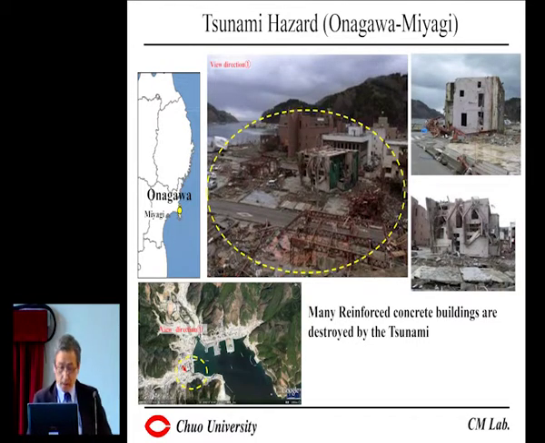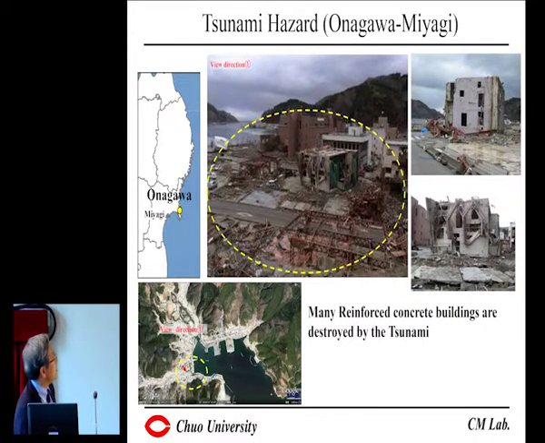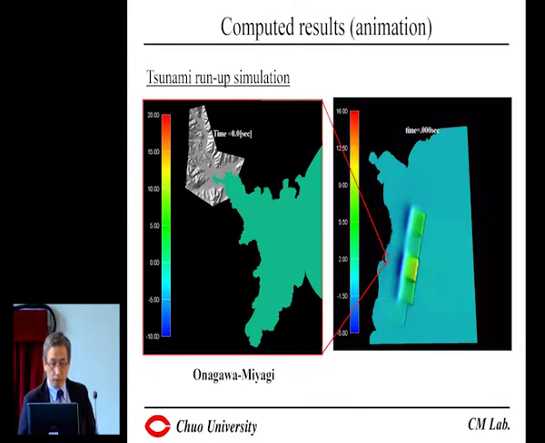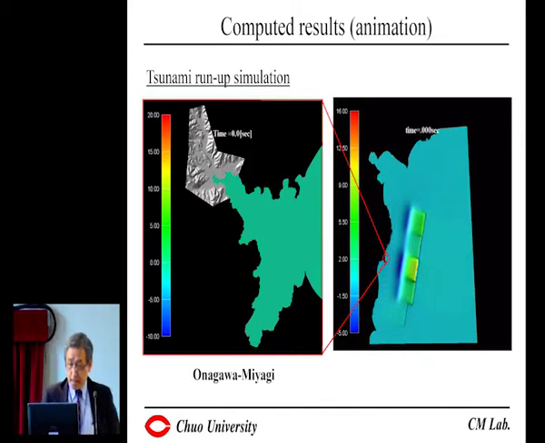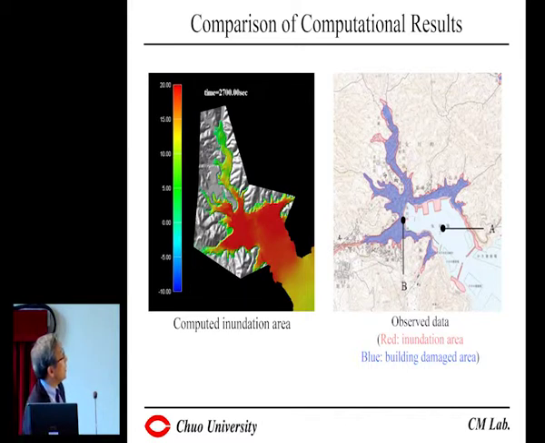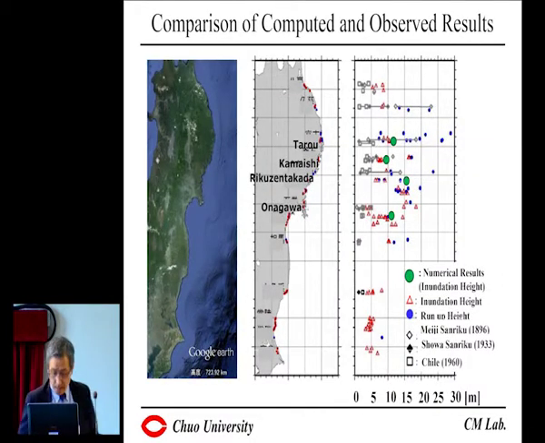And this is a comparison of computational results. This is our result, and this is the observed one. From this figure, you can see the computed result is in good agreement with the observed data. And this is a comparison of computed and observed results at several points. So from this figure, our result is quite reasonable. And this is a comparison of the CIP SUPG and the conventional SUPG. You can see the discrepancy at the peak value. From this figure, you can see the computed result by the conventional SUPG gives a slightly dissipative solution like this.